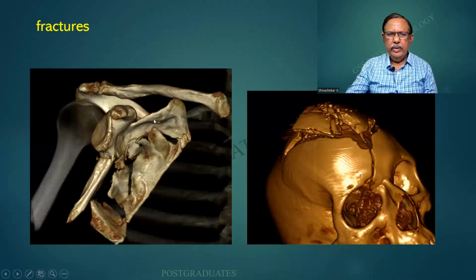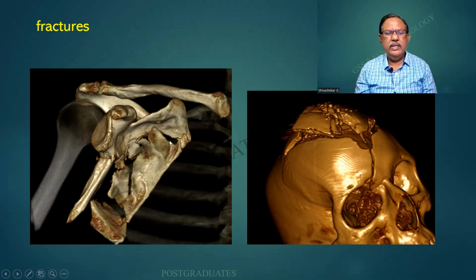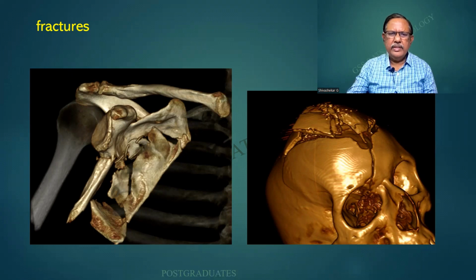For example, look at this one. I don't think we'll ever be looking into finding fractures like this. At least this is very frank. But in certain other cases, look at this one. There is a comminuted fracture of the skull. Multiple fragments are there. And this amount of image and visualization is not possible in conventional autopsies.